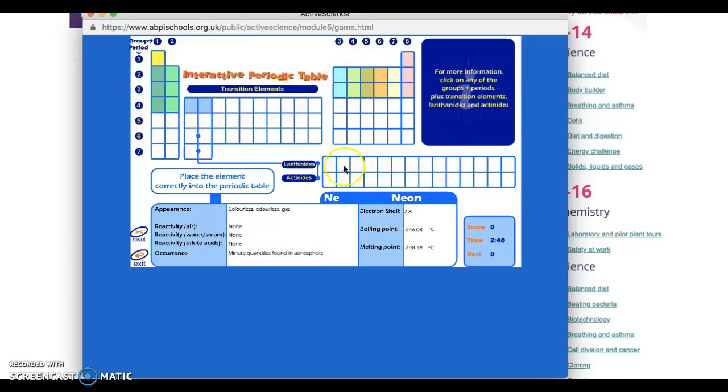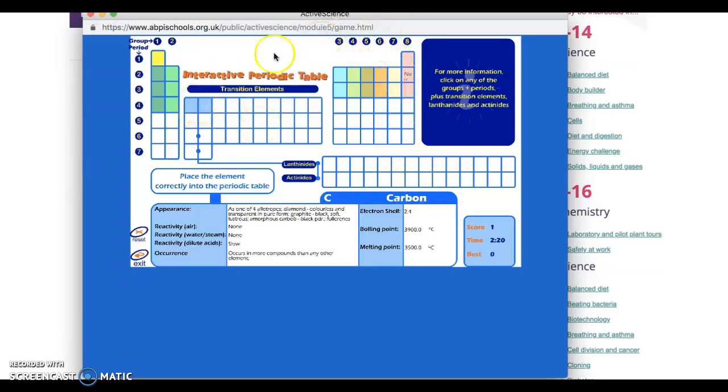So for instance, if I'm given neon right here, if I was a student who didn't know that was a noble gas, I had to go over here. If I didn't know the position, I could see the electron shell is 2, 8, so that means it has 2 energy levels and it has 8 valence electrons. So it goes right there.